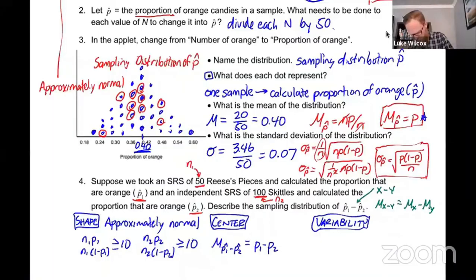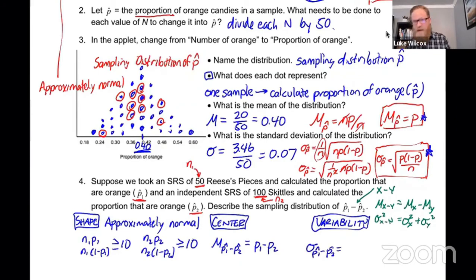So we know here that we want to go ahead and add the two variances. So the formula to get the variance of x minus y is the variance of x plus the variance of y. Now what that looks like here, if I'm trying to find the standard deviation of p1 hat minus p2 hat, I need to add variances.